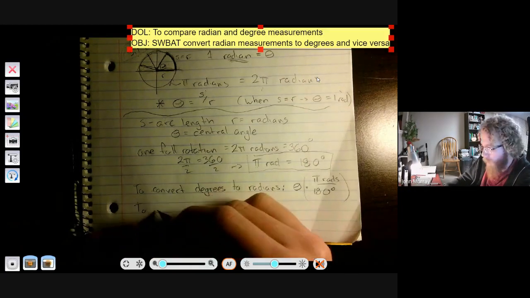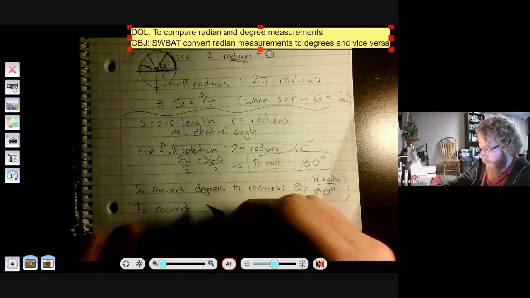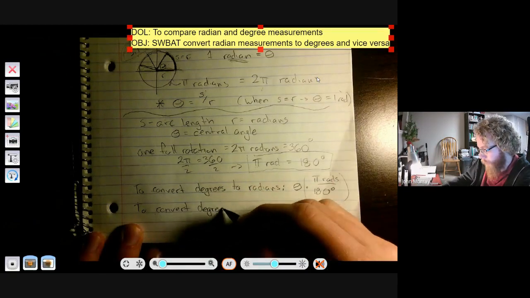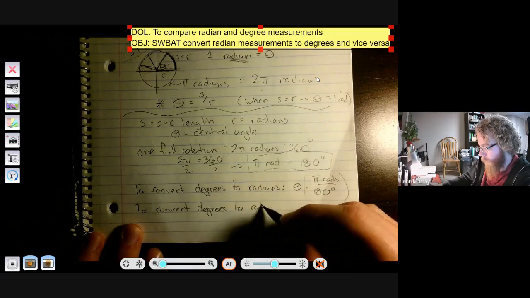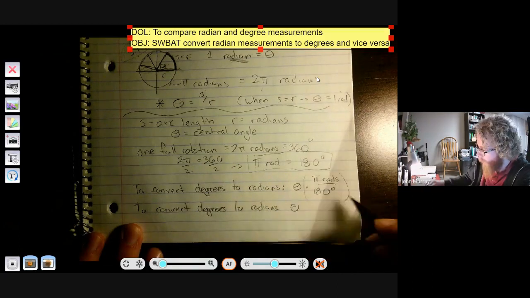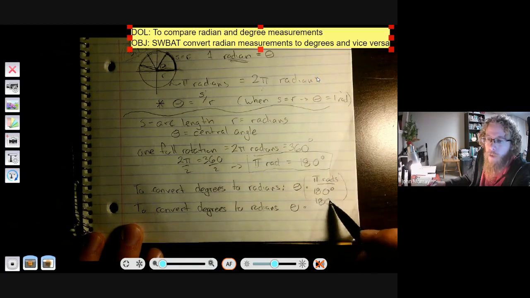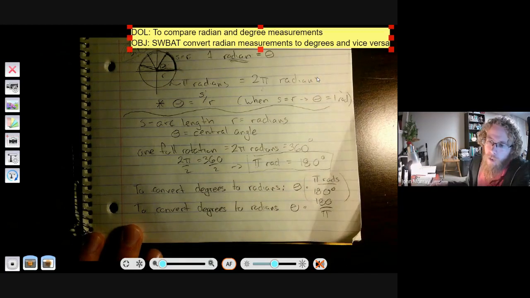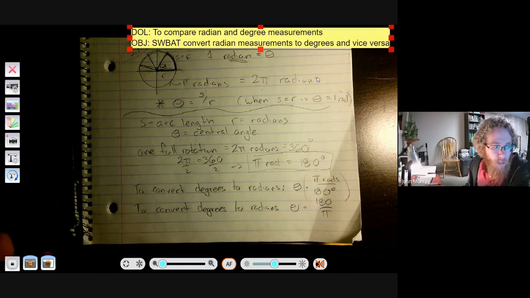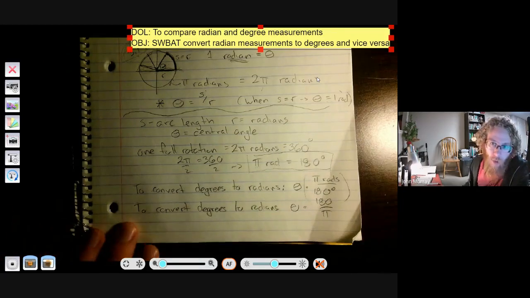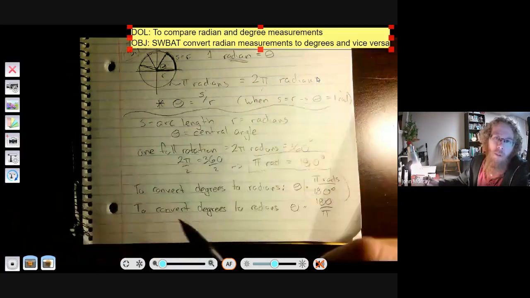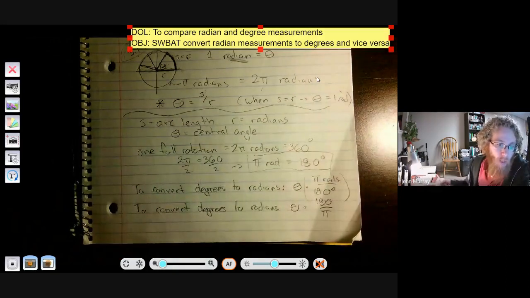If I want to swap it, what I'm going to do is multiply by its reciprocal. I'm going to take my angle and multiply it by 180 over pi. Now, what's kind of nice about this is, if you've noticed, our radians has pi in it. We want to keep the pi there.